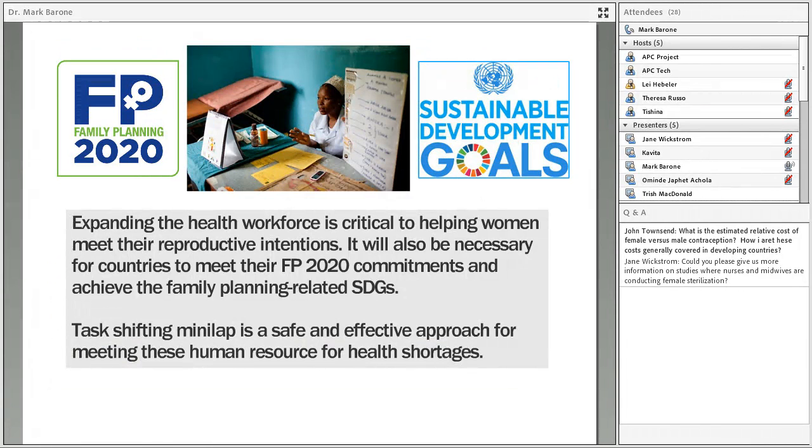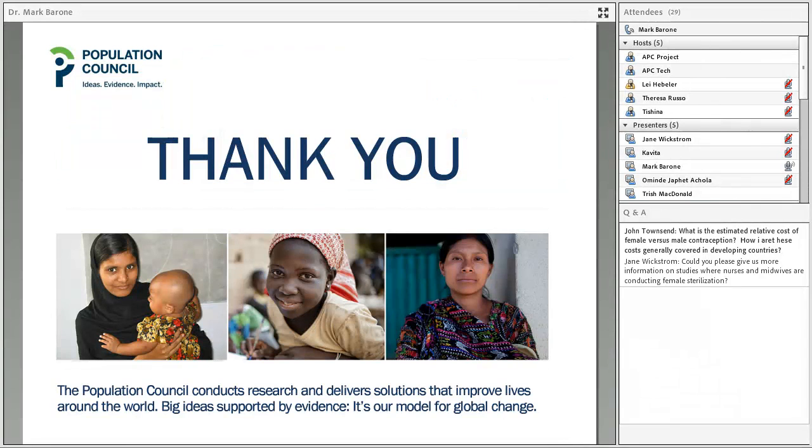So I'd like to close by just noting that expanding the health workforce will be critical to improving health, strengthening health systems, and making progress towards the family planning-related SDGs as well as the FP 2020 commitments. Task shifting can help address the human resource for health shortages, helping women to meet their reproductive intentions. And finally, I'd just like to note that although today's topic is female sterilization, the concepts and ideas around task shifting apply to all of the family planning methods that have been discussed in the previous webinars in this series. Thank you very much for your time.